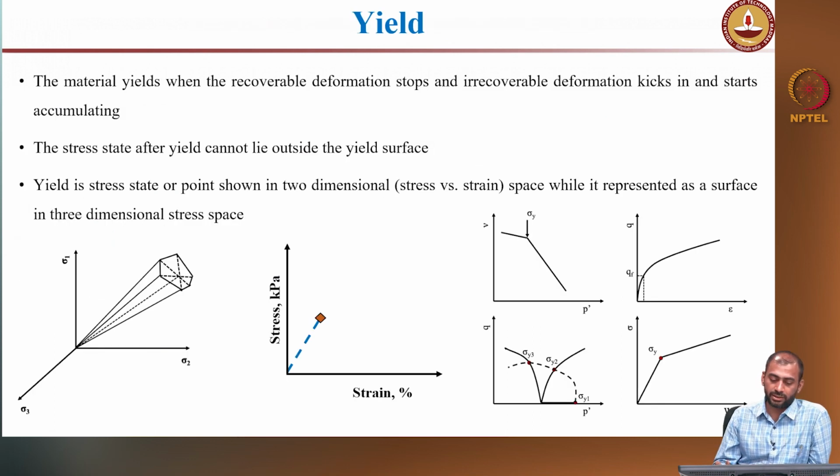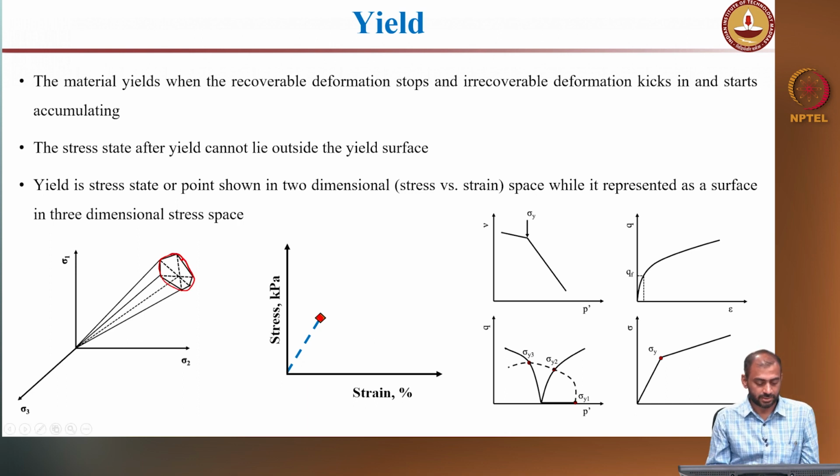So what is yield? Once the material yields, the recoverable deformation stops and the irrecoverable deformation kicks in, right, and then it starts accumulating, and there cannot be any stress state that lies outside the yield surface. So the yield is a stress state or a point that is shown here on a 2-dimensional space, right. This is considered as a yield point, but in 3D it's like a surface. You're trying to see a failure locus on the 3-dimensional space, right, sigma 1, sigma 2, sigma 3 space.